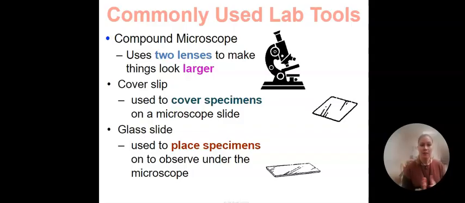And then we have microscopes, which are used to observe very small microscopic organisms. And when using a microscope, we will use a cover slip and a glass slide. The glass slide is what holds the specimen, and so we put the slide on the microscope, and then the cover slip just goes onto the glass slide to cover the specimen to keep it from getting contaminated. But that's your microscope. And that is it for our commonly used lab tools.